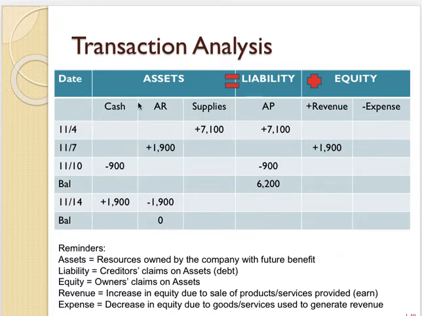Furthermore, when we look at the account balance for AR, we see here that the balance owed now is 0. They paid us. They owed us $1,900. They paid us $1,900. So now they don't owe us anything anymore.